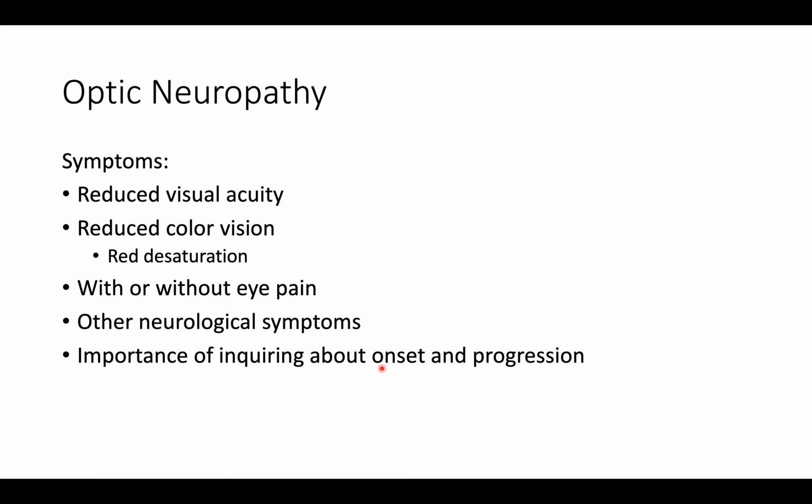So we will start with optic neuropathy. Its symptoms are reduced visual acuity and reduced color vision. Sometimes there is pain in the eye, sometimes there is none, and there are other neurological symptoms. It is very important to ask about onset and progression, especially in multiple sclerosis, and we will talk about this later.